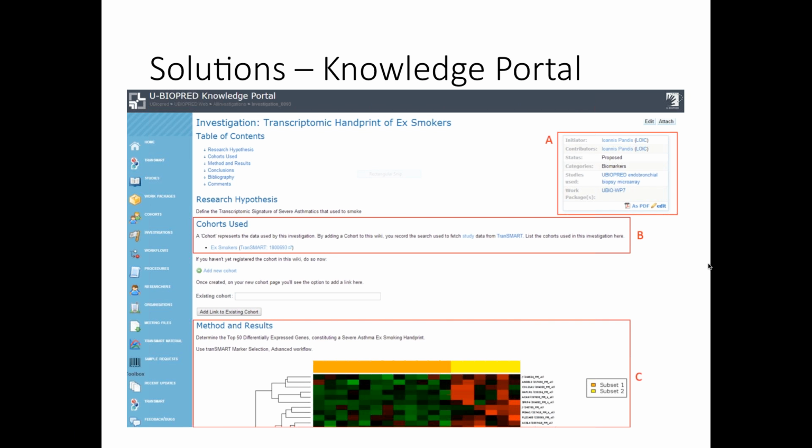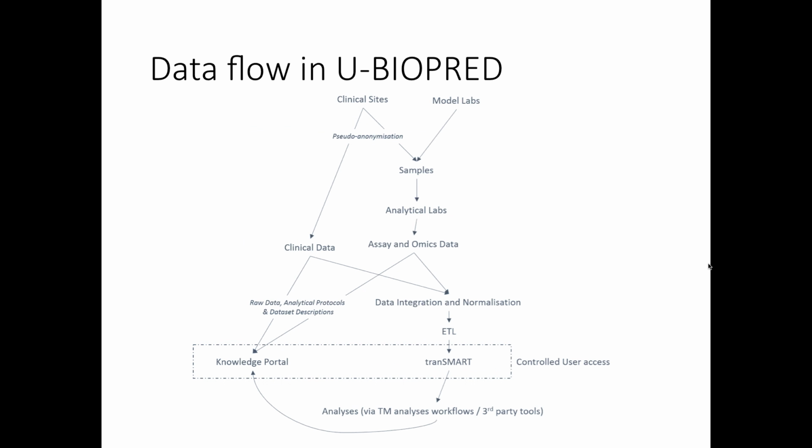So if you go on the next slide, you'll see what the data flow is in UBioPred. So from the model and the clinical sites up to the two different parts that we use, including tranSMART and the knowledge portal. As you can see, we have this link in between the knowledge portal and tranSMART that allows us to put data in from one to the other and vice versa.